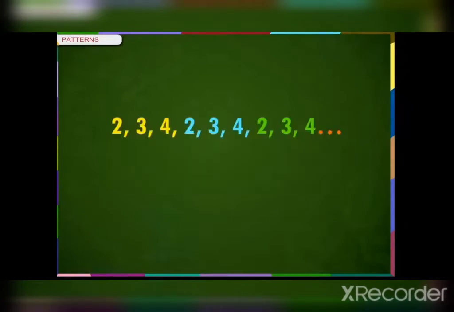Look at this example. The pattern of numbers are 2, 3, 4, 2, 3, 4, 2, 3, 4, and so on. Here the numbers 2, 3, and 4 are getting repeated again and again. So this type of pattern is called a repeating pattern.